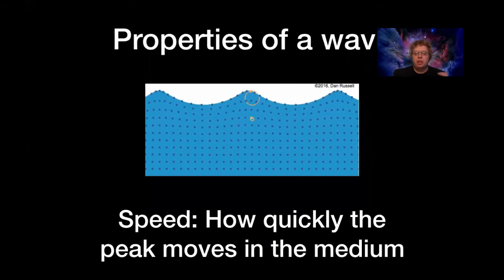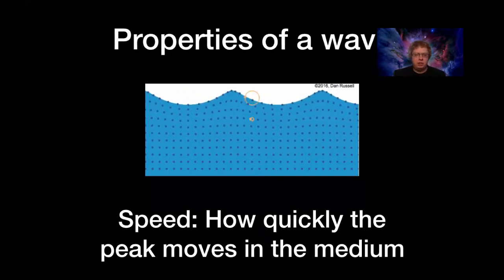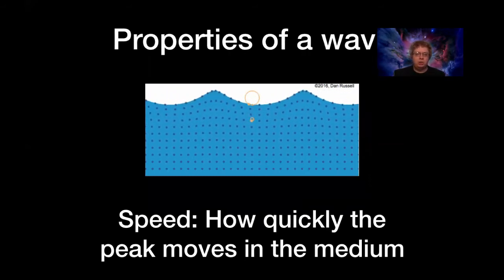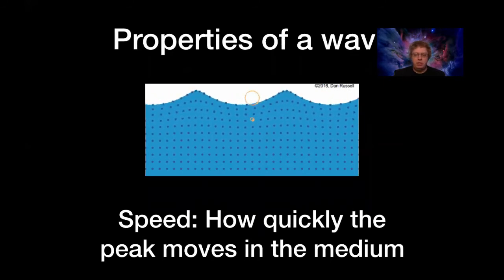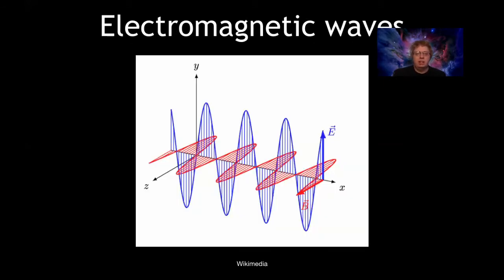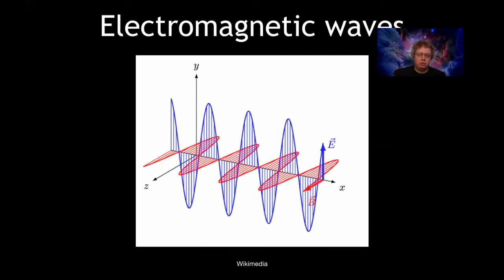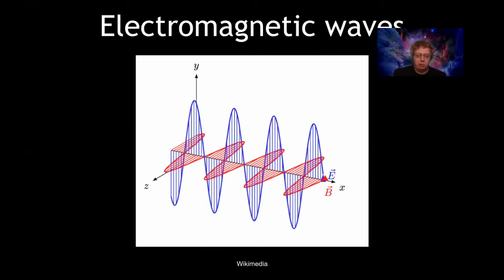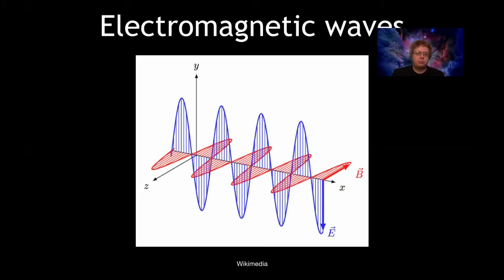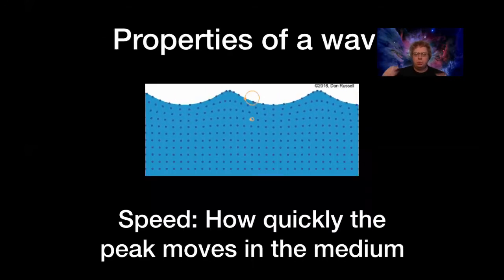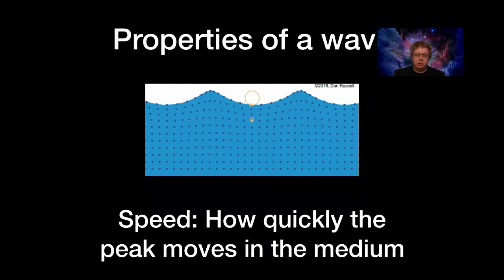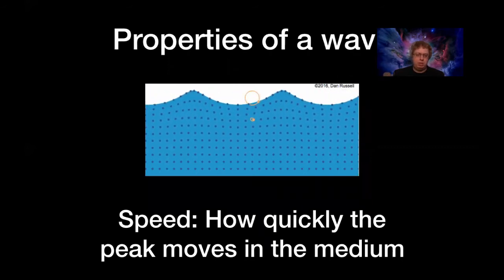So with all that being said, I now want to take a quick break and go into properties of waves. We just said that light is an electromagnetic wave. So to understand the properties of light, it's helpful to understand what some of the properties of waves are in general. The first property of a wave that we can measure is something called its speed.